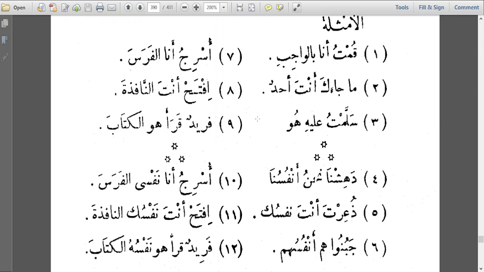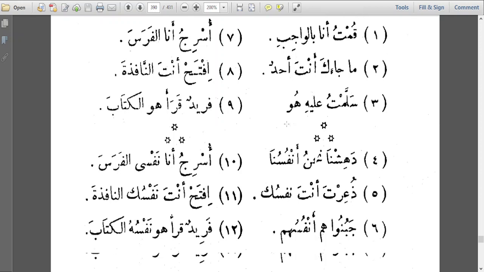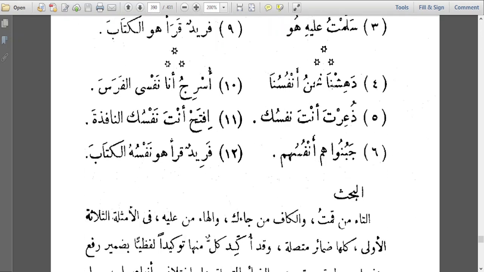Jamil. Now, understanding this, we go through them. We have dahishna, nahnu, anfusuna. Dahisha, to be surprised, or to be shocked. Dahishna, nahnu, anfusuna: we ourselves were shocked, or we ourselves were surprised.